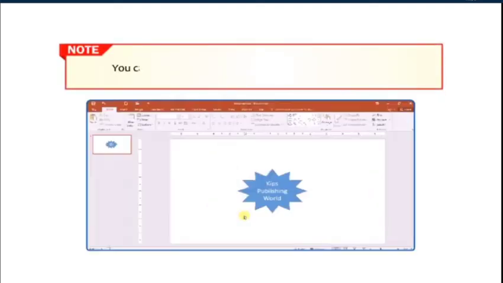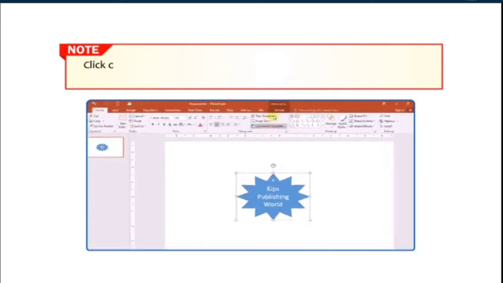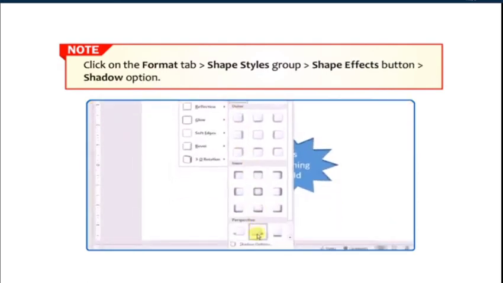Note that you can also apply shadow effects by using the Format tab. Click on the Format tab, then go to Shape Styles group, then go to Shape Effects button, and then go to Shadow option.